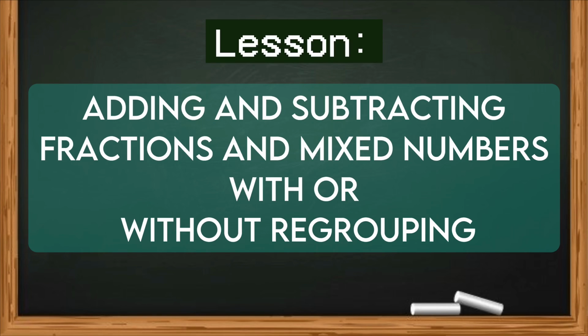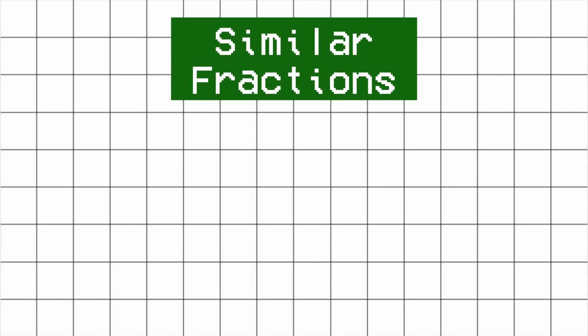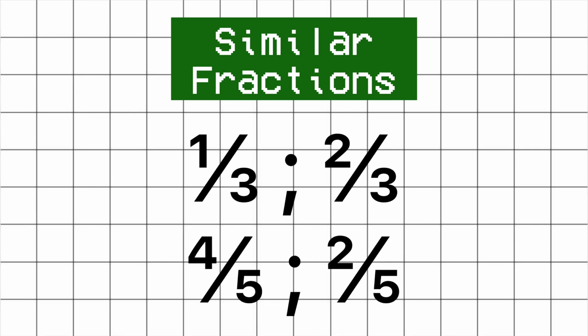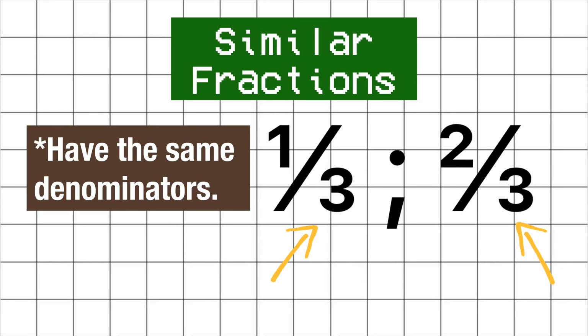Today's lesson is about adding and subtracting fractions and mixed numbers with or without regrouping. Let's review first the different kinds of fractions. First is similar fractions, like 1/3 and 2/3, 4/5 and 2/5. They are similar fractions because they have the same denominators.